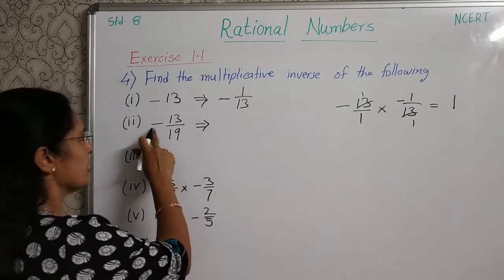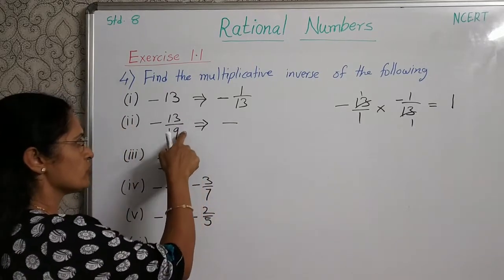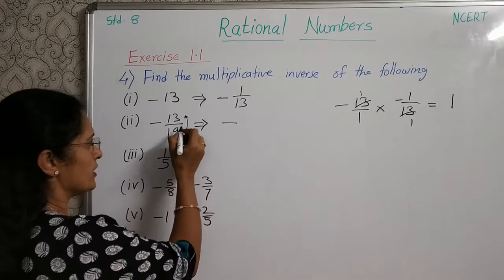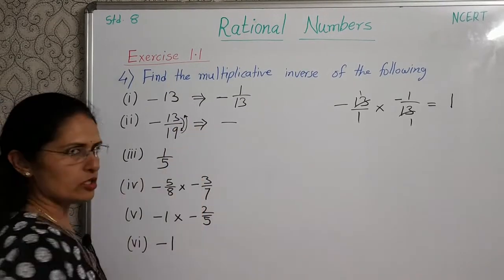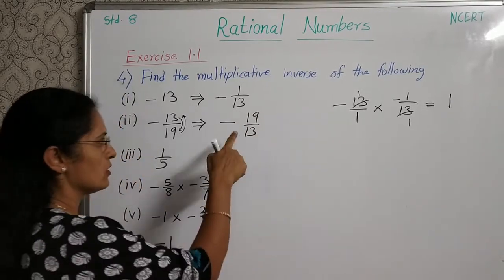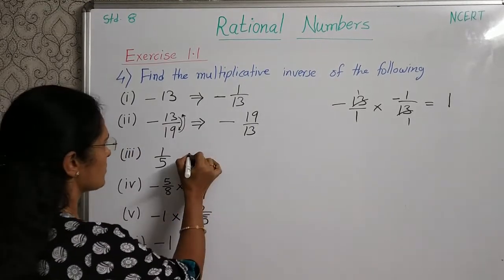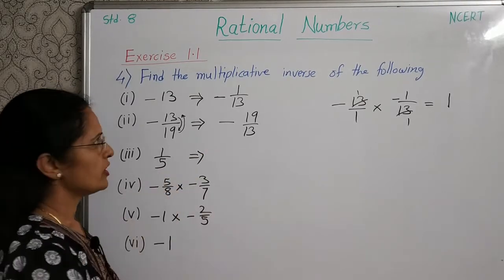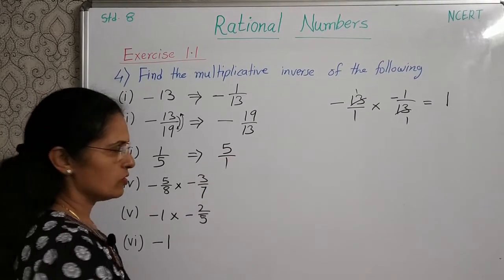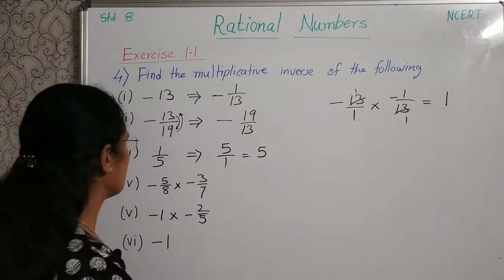Next, negative 13 by 19. So here again the sign will be the same, but the places of numerator and denominator will be changed. So 19 will go in the numerator and 13 will come in the denominator. So minus 19 by 13 is the multiplicative inverse of minus 13 by 19. Next, 1 by 5. So the multiplicative inverse of 1 by 5 is 5 by 1, so that is equal to 5 only. So you can write 5 or 5 by 1, both answers are the same.